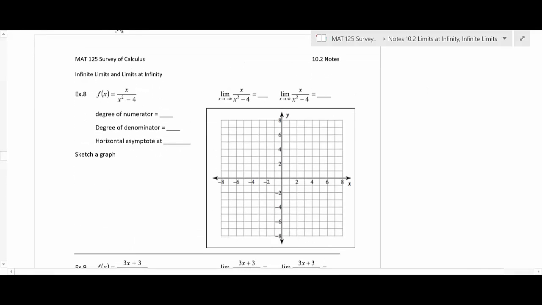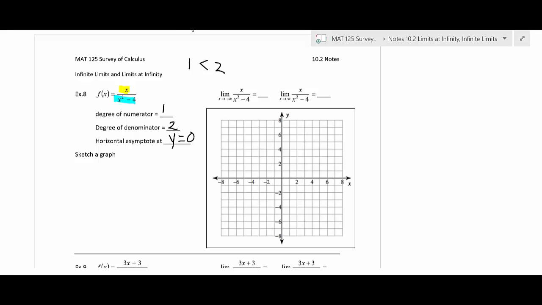Okay. So the first thing is, this is kind of taking you through your thought process. Tell me what the degree of the numerator is. 1. Highest exponent, right? Tell me what the degree of the denominator is. 2. Okay. Now, anytime that the degree of the numerator is smaller than that, then it's y equals 0. Okay? That's a different case. If you look at the previous page, that's what I was showing you.